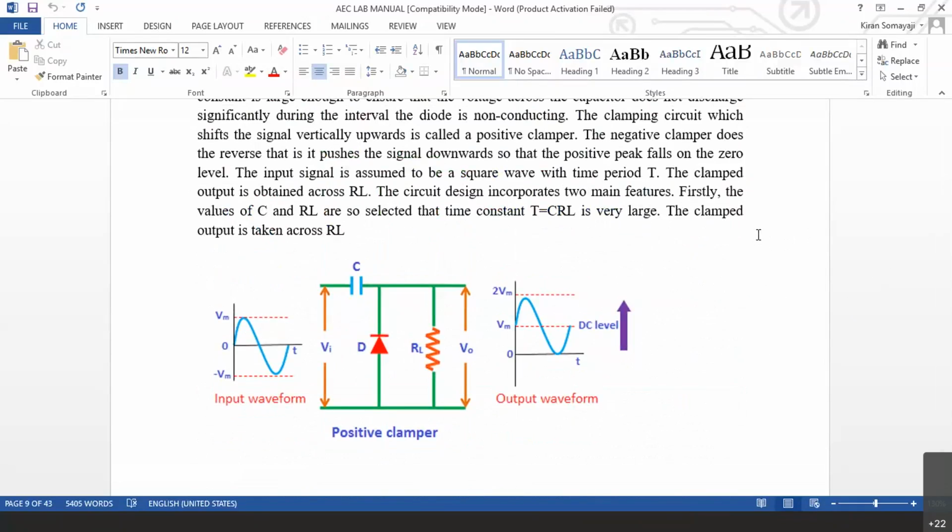What I feel is I will not cover all the clampers today. I will cover only 2 clamper circuits today. There are totally 4 clamper circuits, and the remaining 2 let me keep for the next class. That's what I am thinking, because it may be too heavy for you.